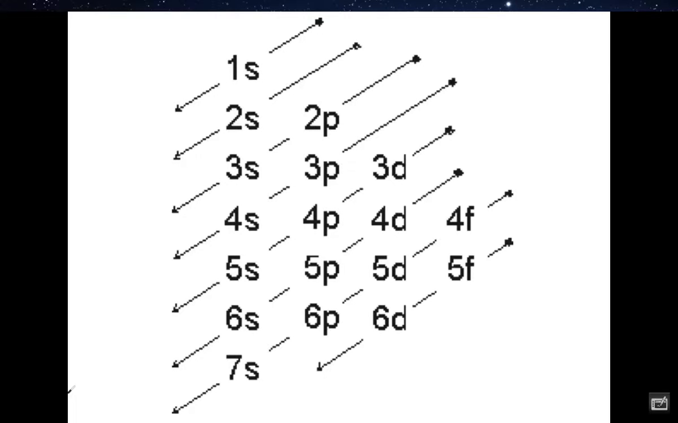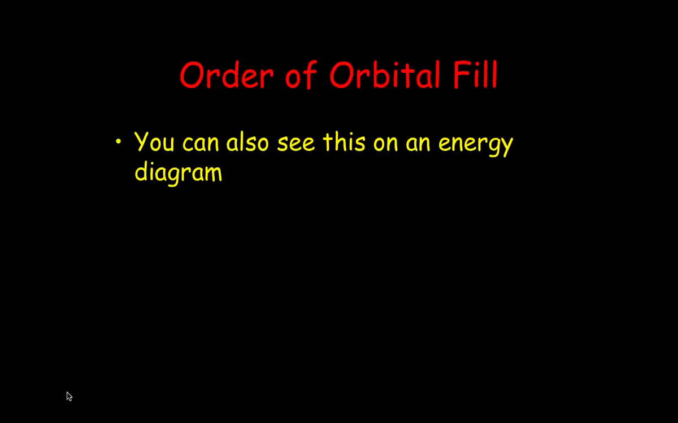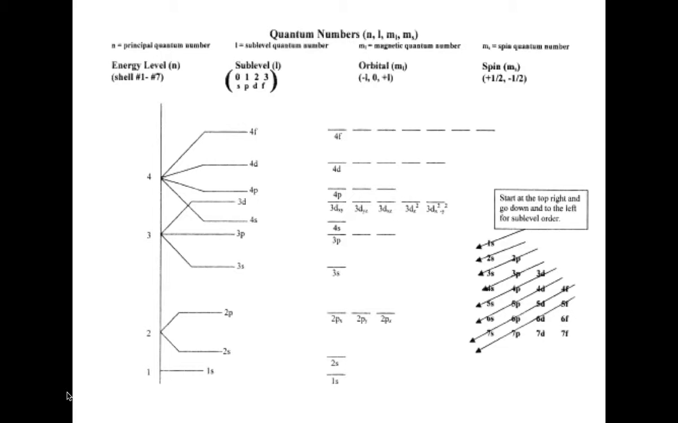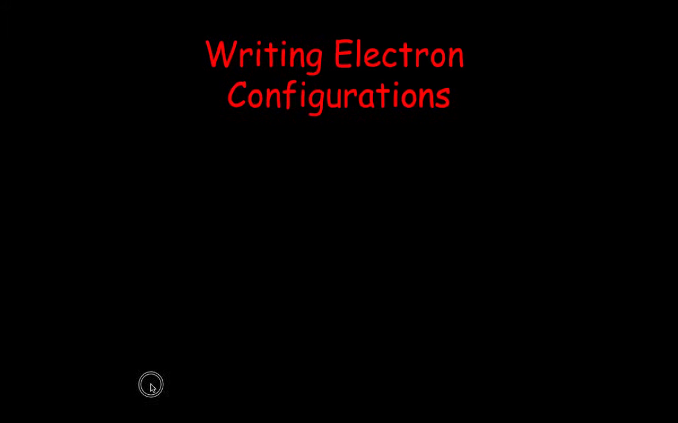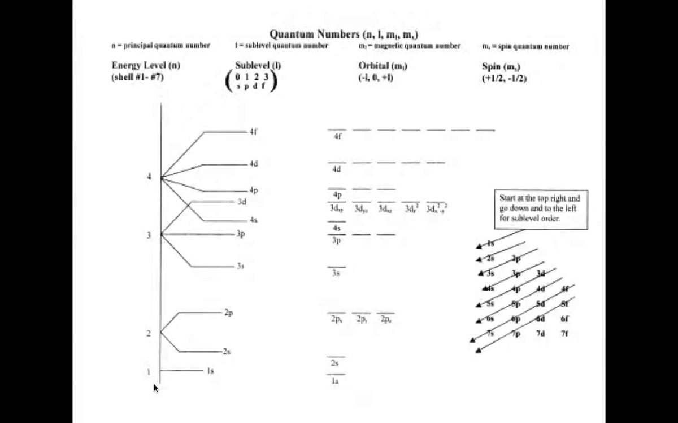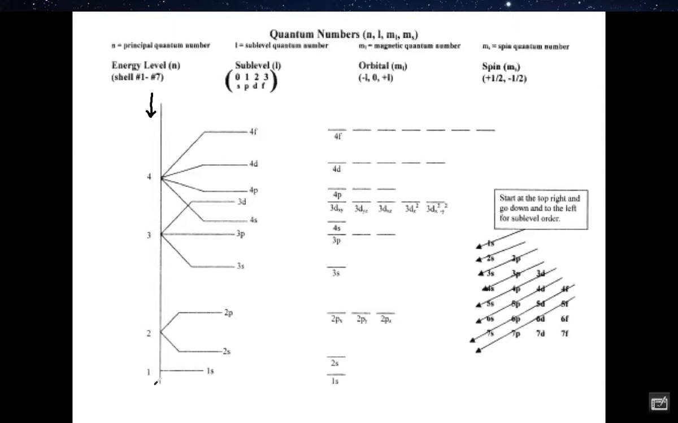Now you can also see this in an energy diagram. And that's what you have on the back page of your notes that looks like this. So you can see here we have the energy levels, 1, 2, 3, and 4. And then each energy level splits based on the orbitals. So I would go up this way, 1s, then 2s, then 2p, then 3s, 3p. And you can actually see I hit the line here for 4s before I hit 3d, and so on. There would be more overlap at the top, but we only have 4 energy levels on this particular diagram, and that's okay.